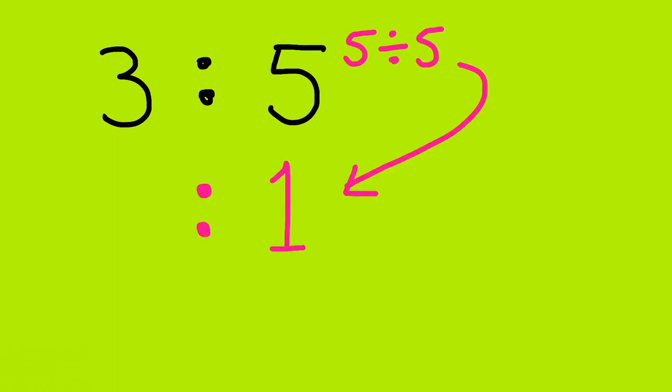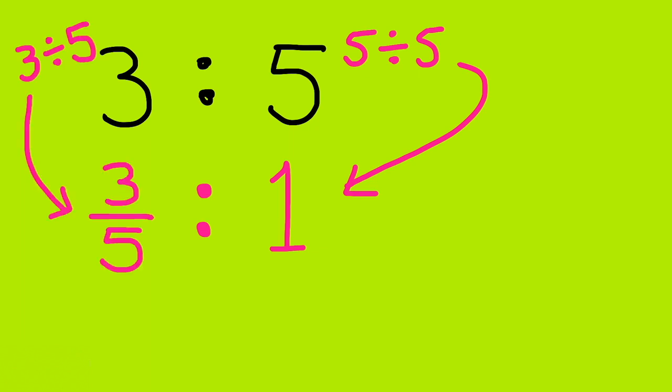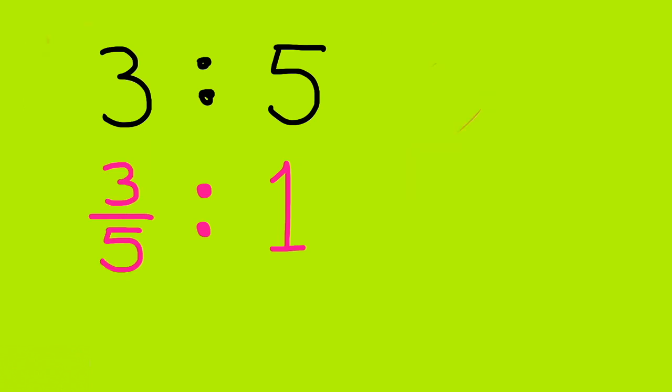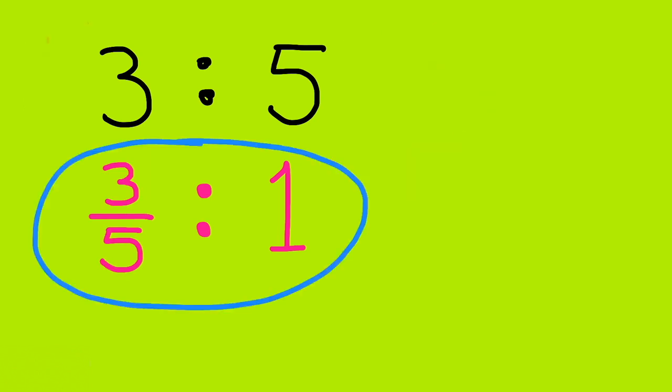A ratio of 3 to 5. 5 divided by 5 equals 1, so we have 1 cup of sparkling water. And 3 divided by 5 equals 3/5, so we have 3/5 of a tablespoon of lemonade mix. So the ratio would be 3/5 to 1, or 3/5 of a tablespoon of lemonade mix to 1 cup of sparkling water.